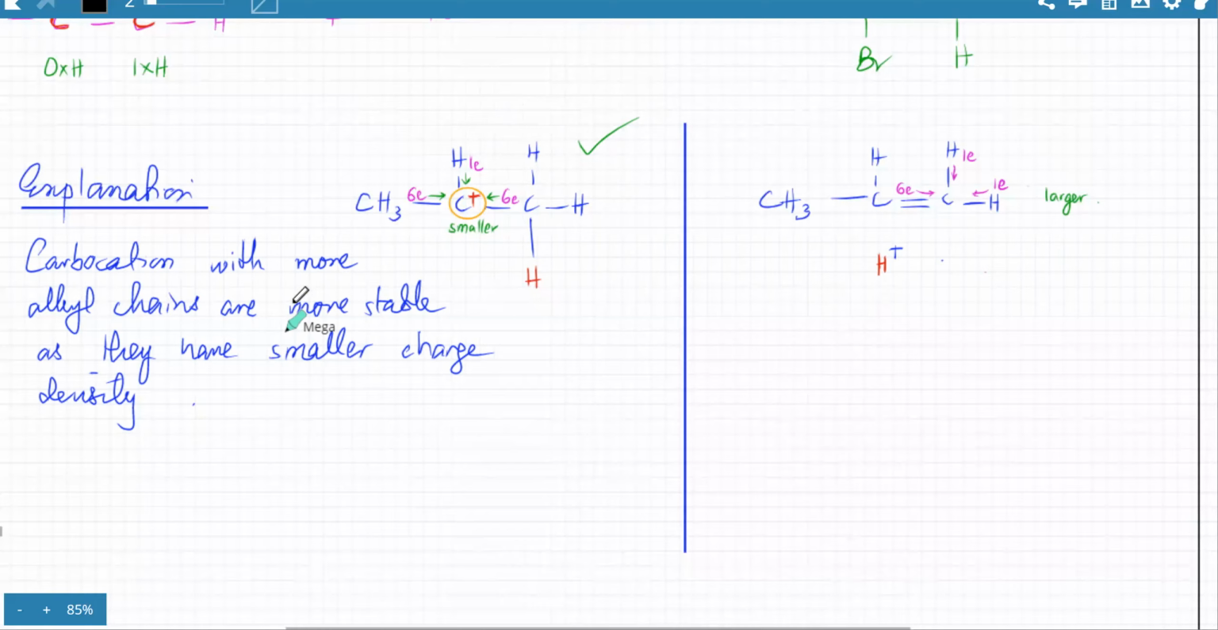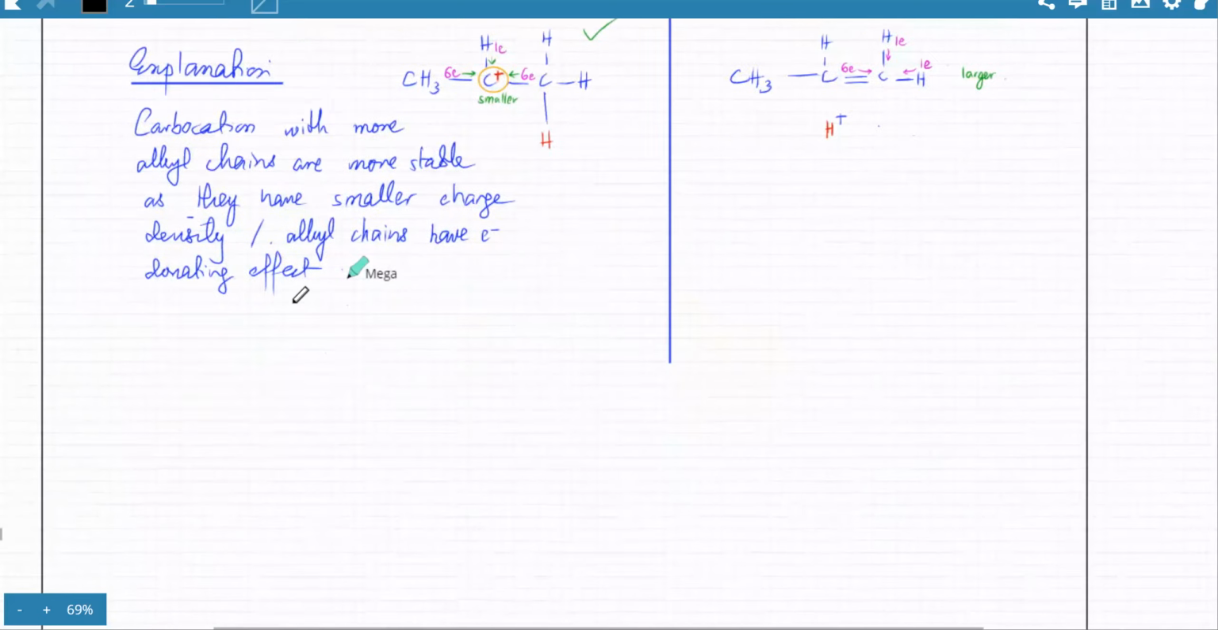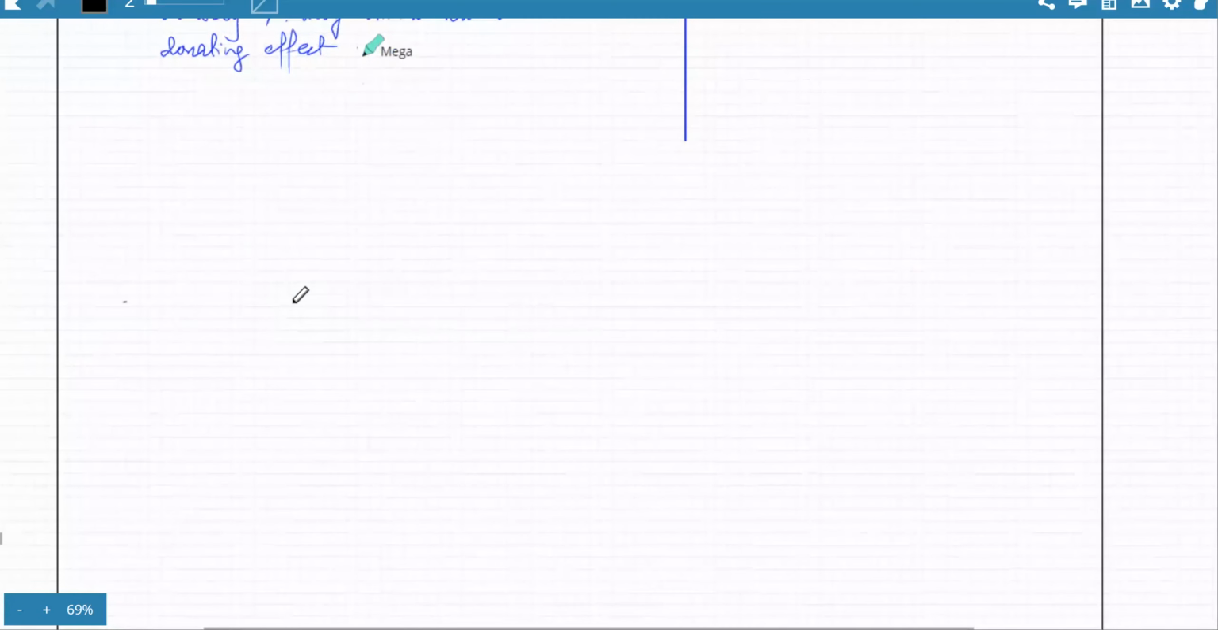As they have smaller charge density, another thing that you can add is that the alkyl chains have an electron donating effect. If you have more alkyl chains, those alkyl chains have an electron donating effect. So you can add that as well, and that's pretty much it. So that's the explanation for Markovnikov's rule. Is this clear to everyone? Okay. Yes.